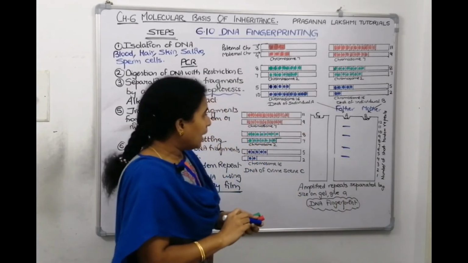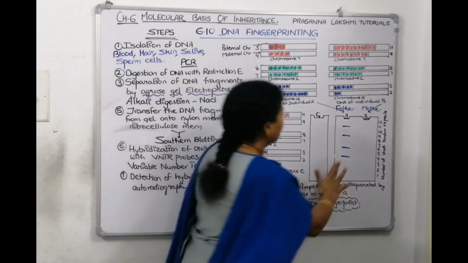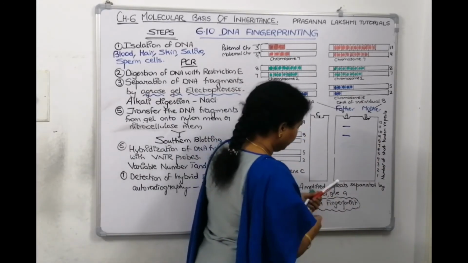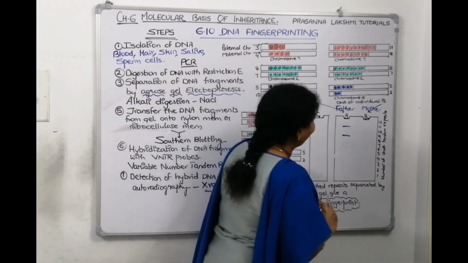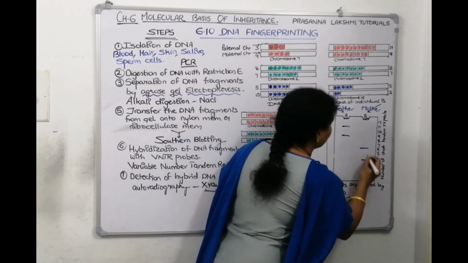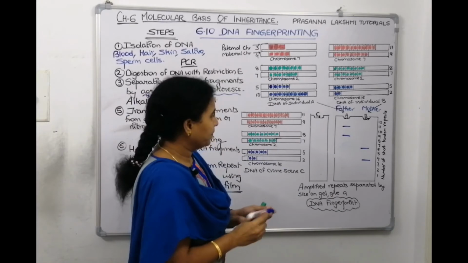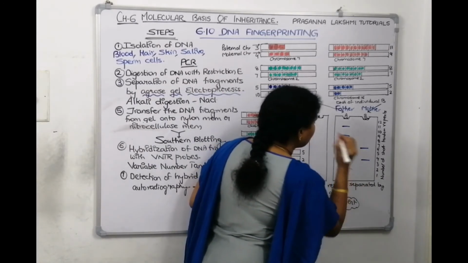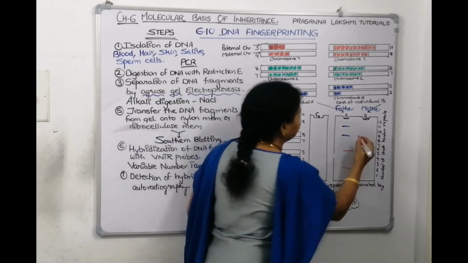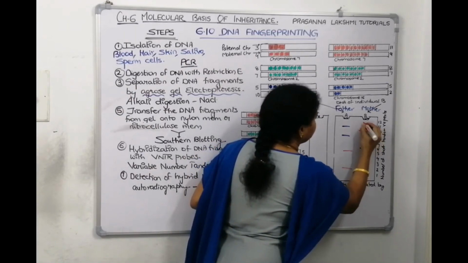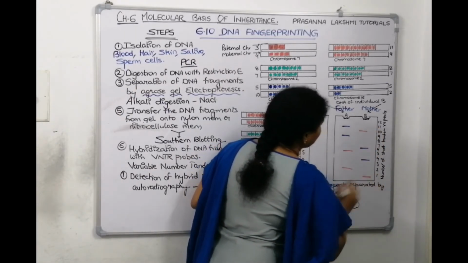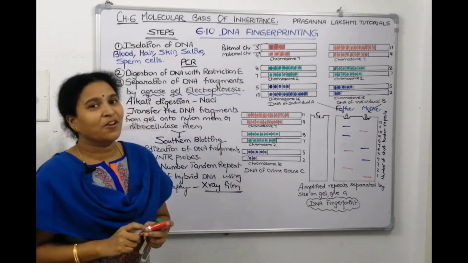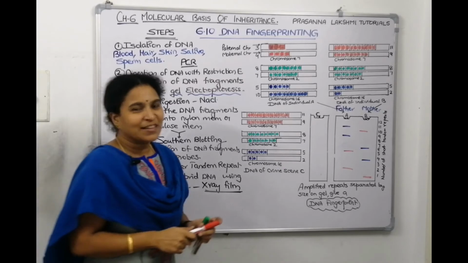And the mother's bands are here, and these are the other bands of the father, and the other bands of the mother. So father's DNA got 4 bands, mother's DNA got 4 bands. Child will also have 4 bands.